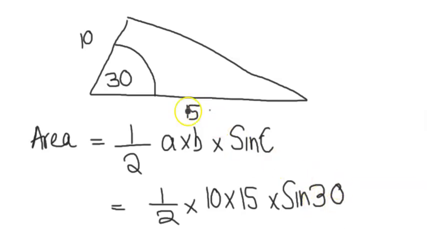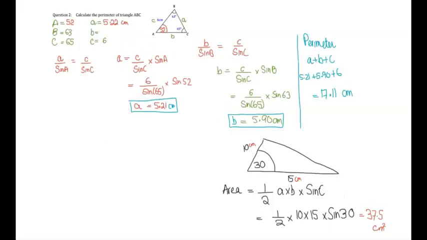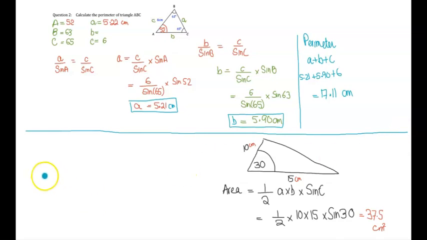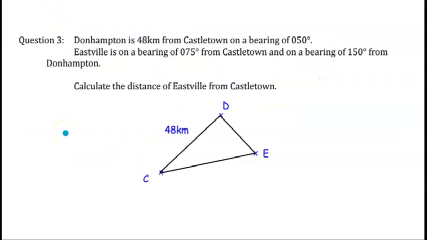If they are in centimeters, we will get an answer in centimeters. So we have an answer of 37.5 centimeters squared. So this one here is a different question, finding the area of a triangle. Now, once you've done that one, try doing this question.